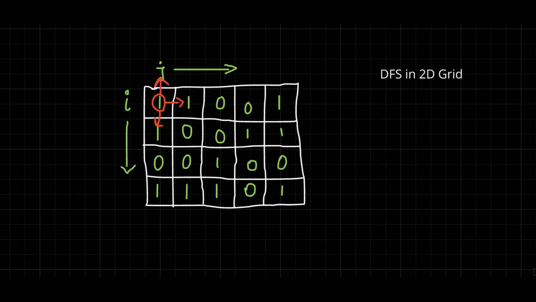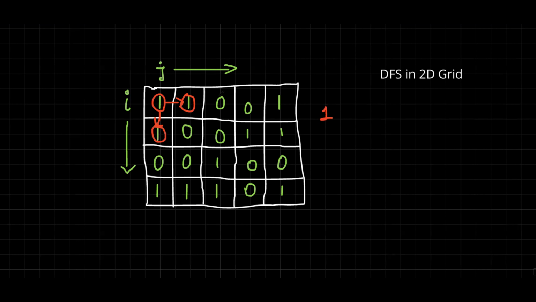So here up and left will be out of bound. So we will move to the right and down. So for the right node, we will make it 0. And for this down node, we will make it 0. But we cannot proceed further because this is 0, this is 0, this is 0, and this is 0, which is surrounded by the water.